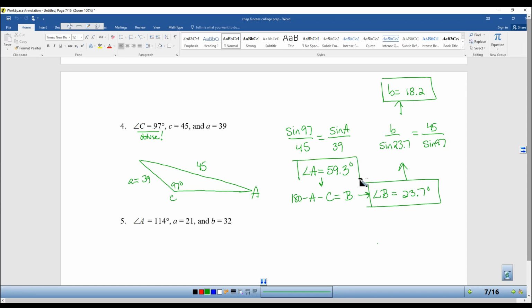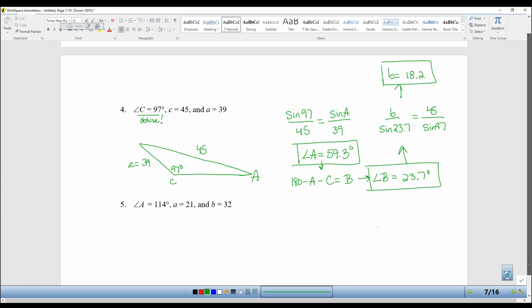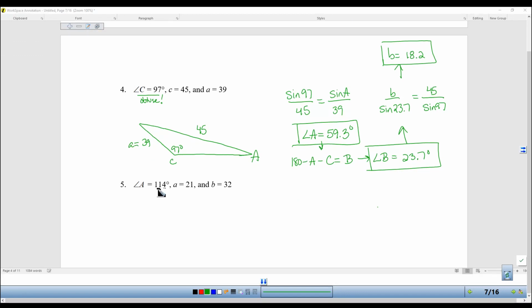All right, let's do another one. Angle A is equal to 114. Great, it's obtuse again. Make sure you draw it obtuse. So 114 degrees. A is 21, that's going to go on this side. And then B is 32.